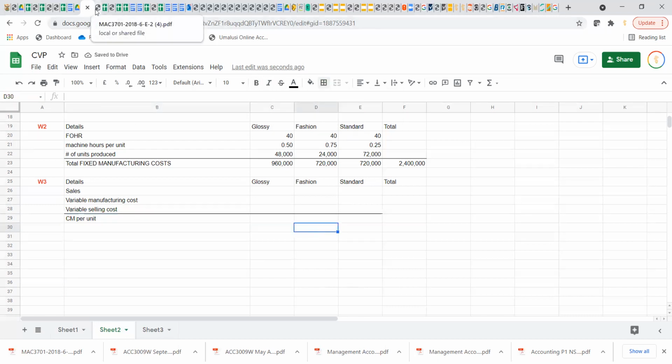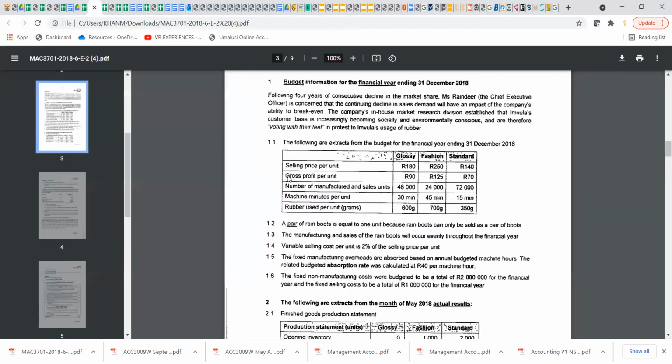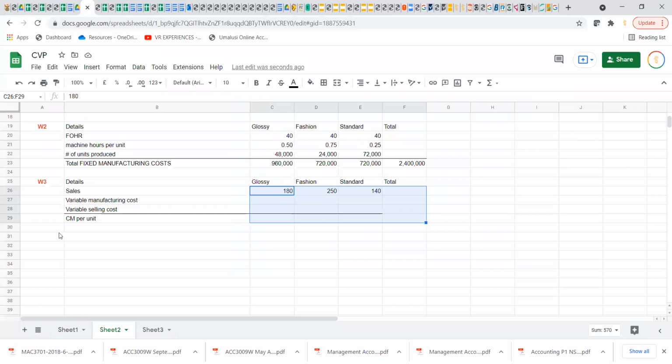Now the selling prices are 180, 250, 140. Now, variable manufacturing costs, we weren't given. What were we given? We were given gross profit. So gross profit is 90, 125, and 70.